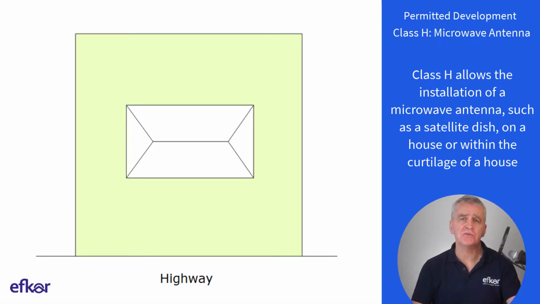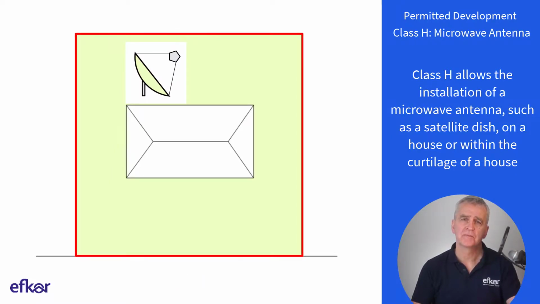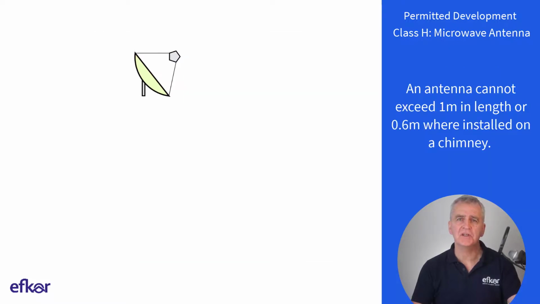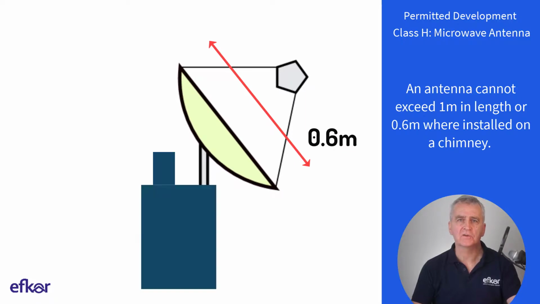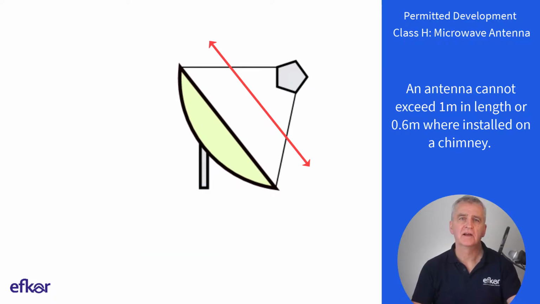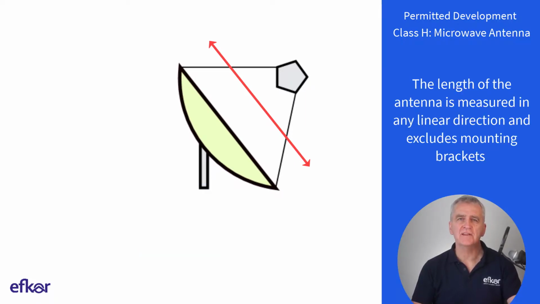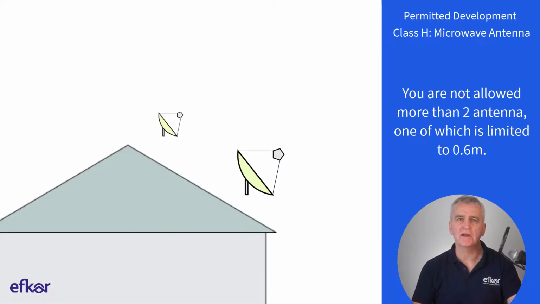Class H allows the installation of a microwave antenna, such as a satellite dish, on a house or within the curtilage of a house. An antenna cannot exceed 1 metre in length or 0.6 metres where installed on a chimney. The length of the antenna is measured in any linear direction and excludes mounting brackets. You are not allowed more than 2 antennae, one of which is limited to 0.6 metres.